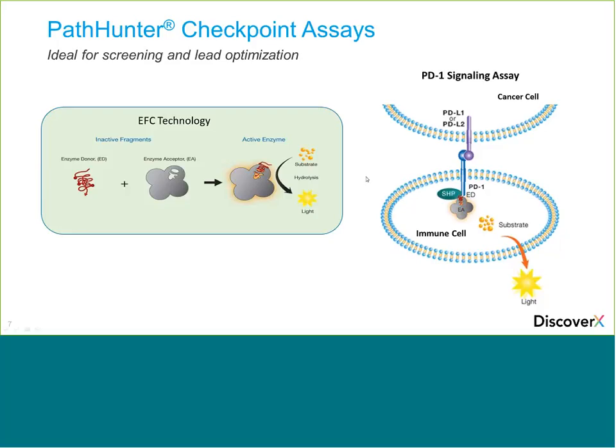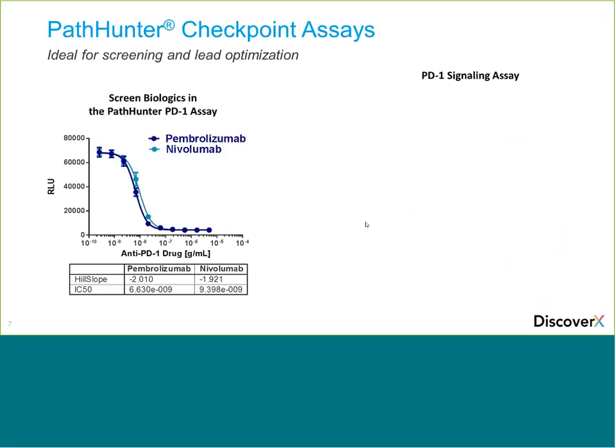So using this simple approach, which mimics the biology of the receptor, where PD-L1 or PD-L2 is displayed by the cancer cells and PD-1 is displayed by the immune cell background, it allows us to create a very sensitive and very easy to use screening assay to enable you to identify either inhibitors or activators of the PD-1 receptor.